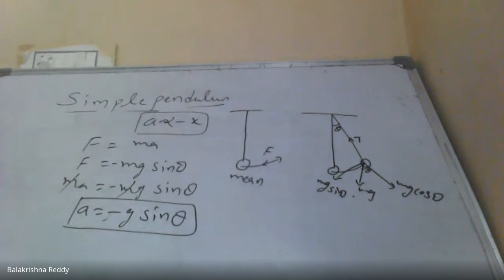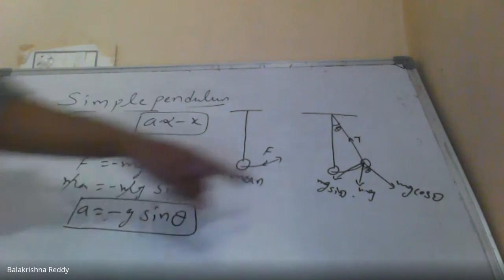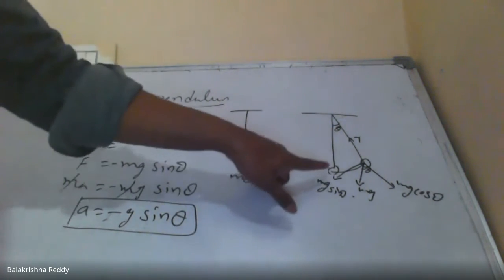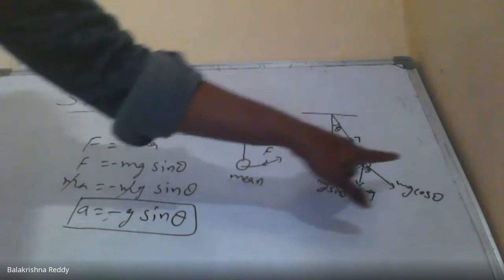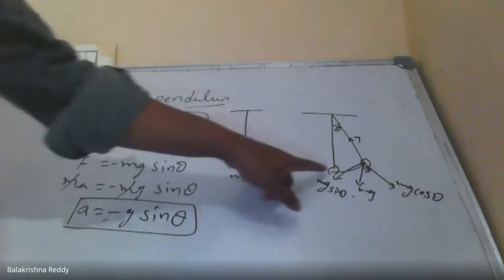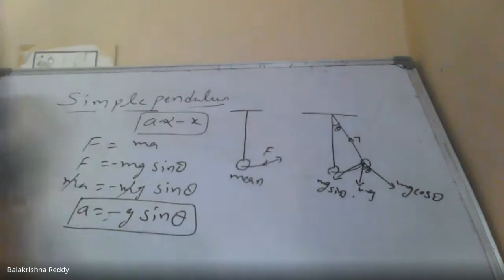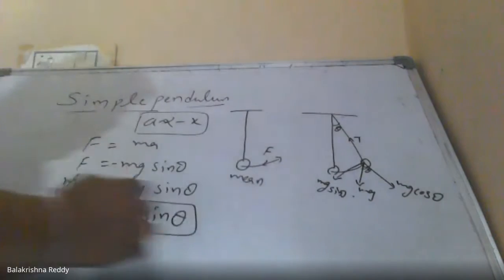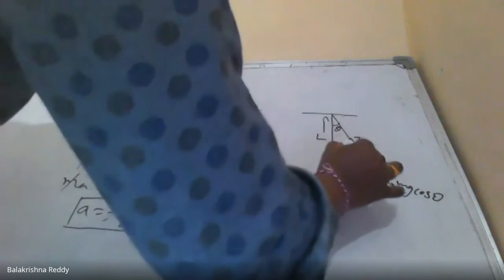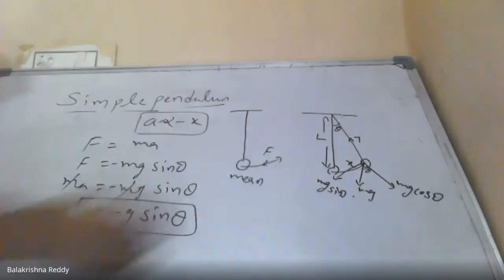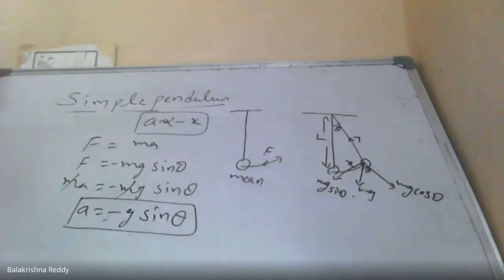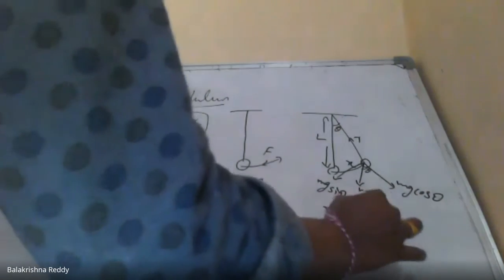a equal to minus g sine theta takes place in the case of a simple pendulum, as from this resolving diagram. Now, since the pendulum bob has moved from the mean position to the extreme position, it has displaced from here to here. This is the angle theta. This is the length of the pendulum L, and it has displaced x distance. So this gives the arc: arc x equal to L into theta.